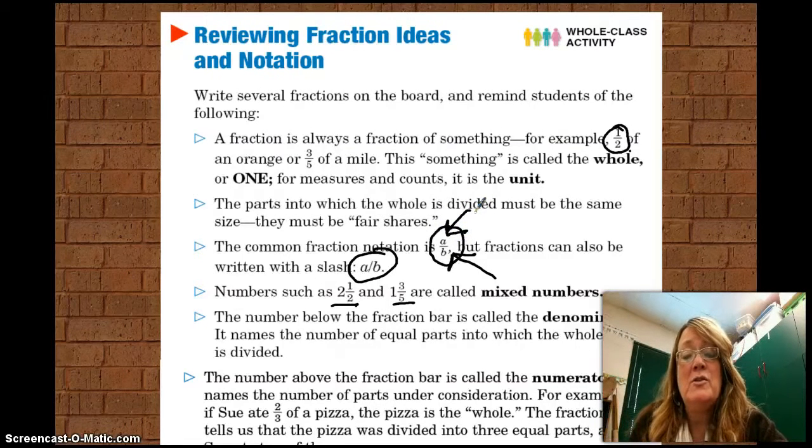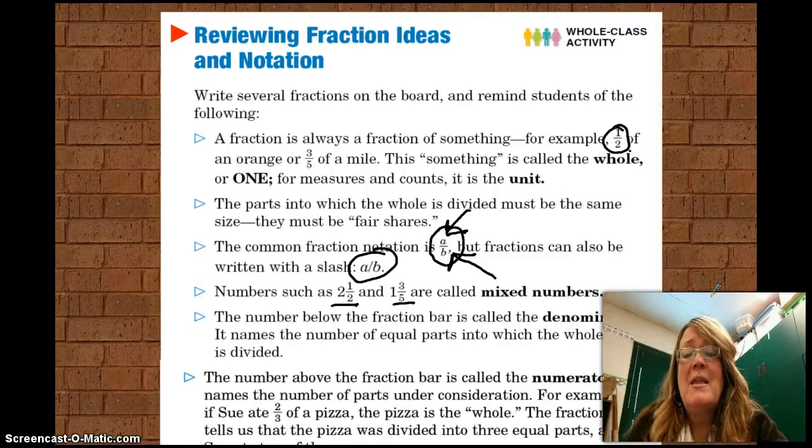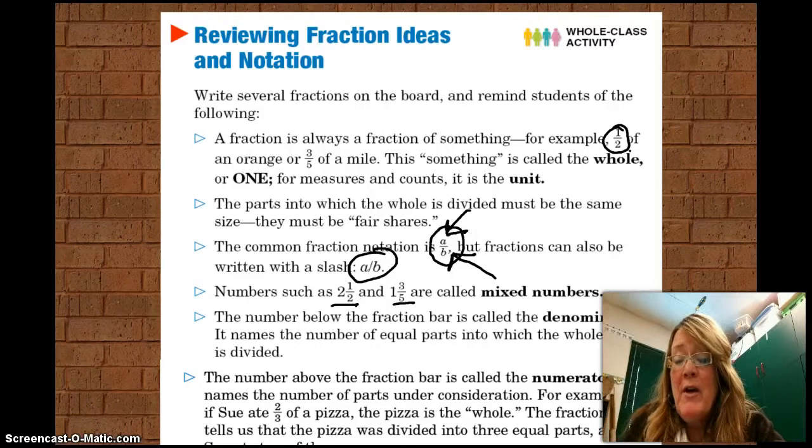For example, if Sue ate 2/3 of a pizza, the pizza is the whole. The fraction 2/3 tells us that the pizza was divided into 3 equal parts. And please remember, I'm freehanding this, so those are as equal as I can get them. Here are your 3 parts, 1, 2, 3. And as she ate 2 of those 3 equal parts, she ate 2/3 of it. So real quick, how many thirds are left? 1 out of 3.